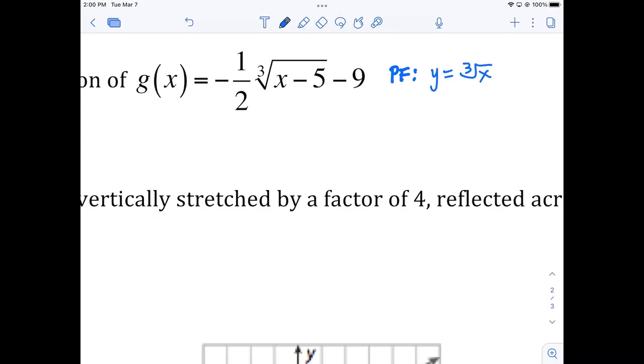Let's enumerate it. Let's do it as bullet points. What does the negative in front do first? Which way? X-axis reflect, just like everything else that we've done with other functions. Then the 1/2 is going to be a vertical compression by a factor of 2. Good. Then that's the last of them.